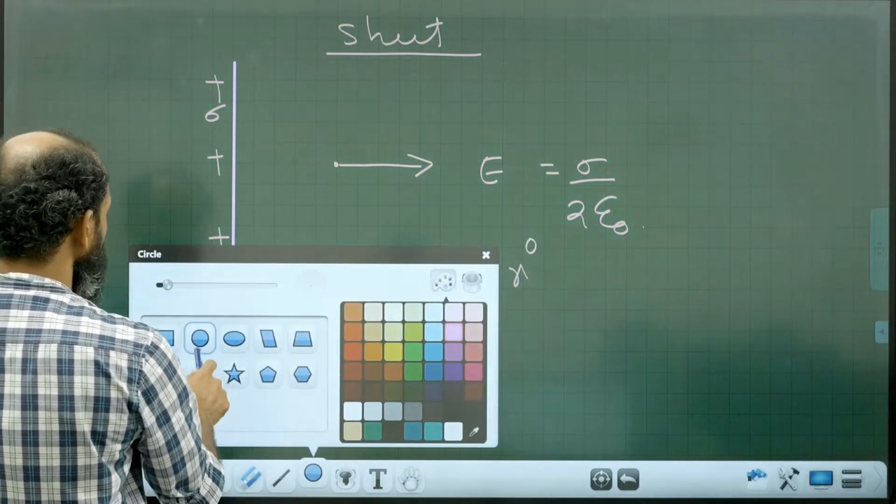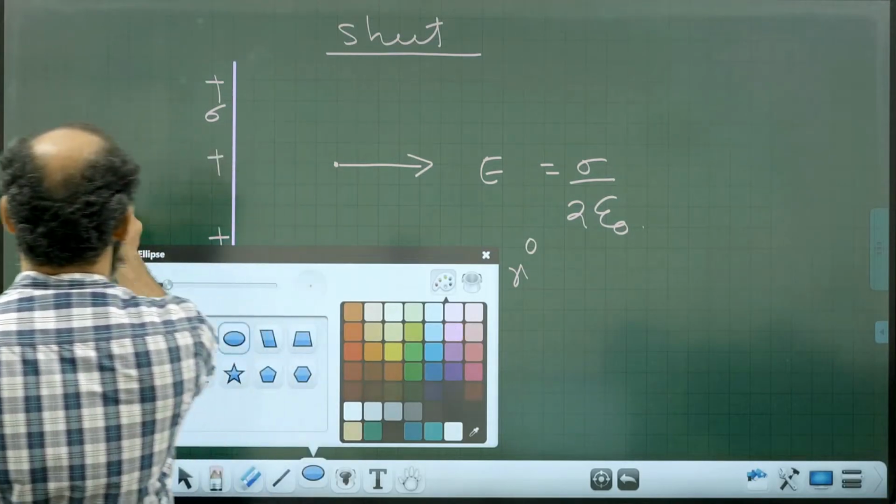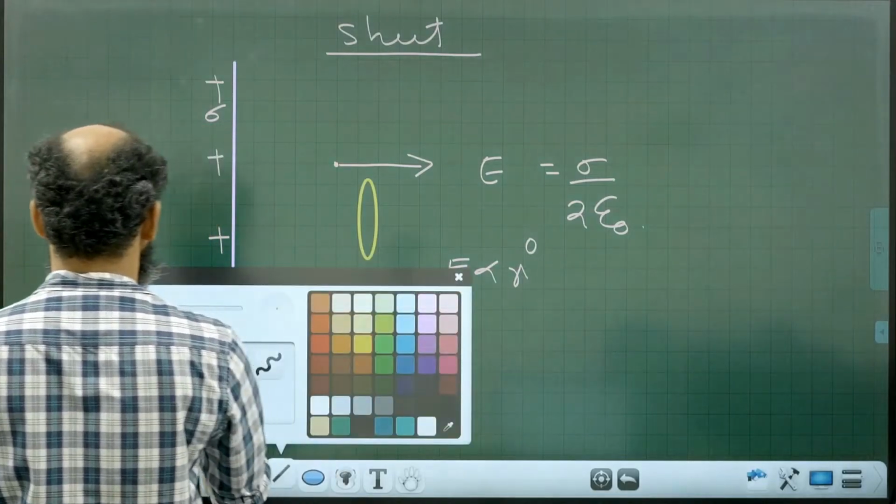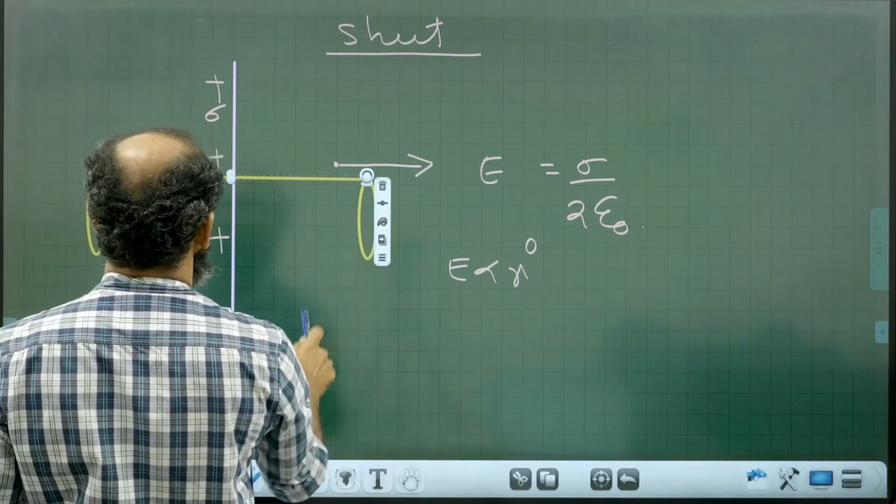Now you imagine a cylinder. Imagine a cylindrical surface like this, a Gaussian cylinder.